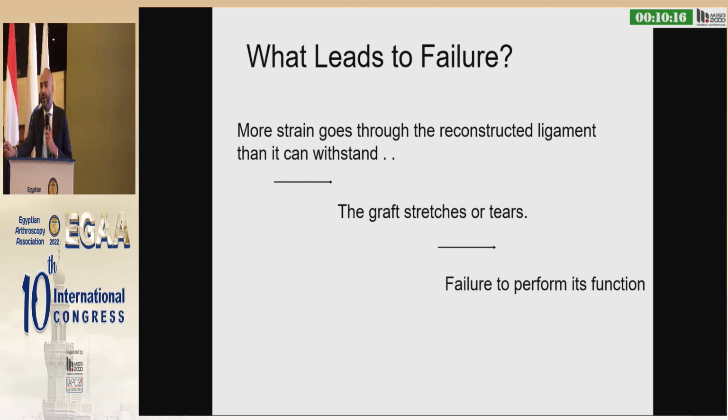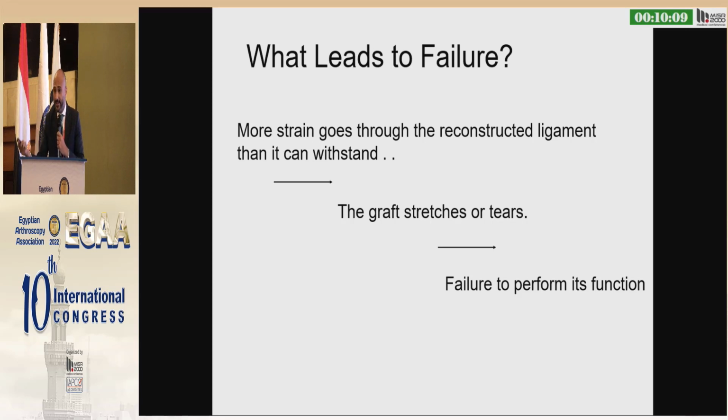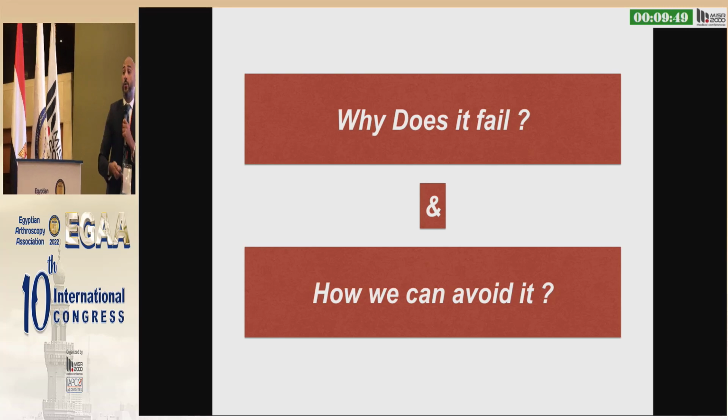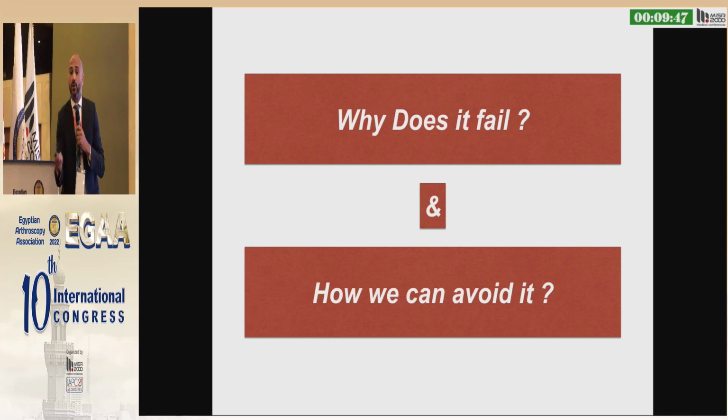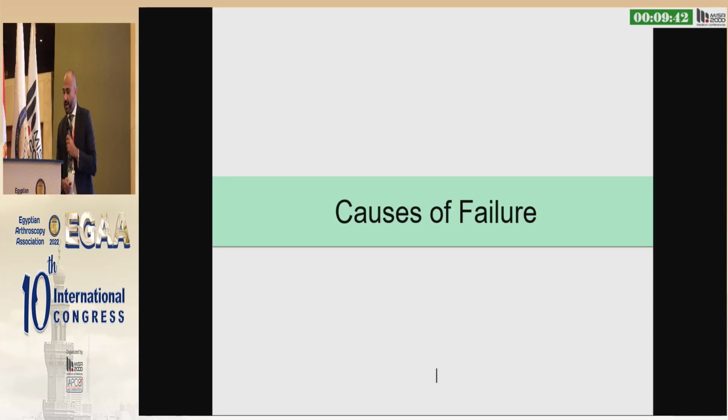But first, what leads to failure? You have to understand the biomechanics behind that. The strain on the reconstructed ligament, our graft cannot withstand it, so the graft either stretches or tears and fails to perform its function. So why does it fail? Why can we have increased strains on our graft until it fails? And how can we avoid it? And I combined both together.